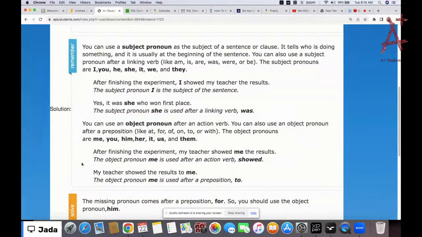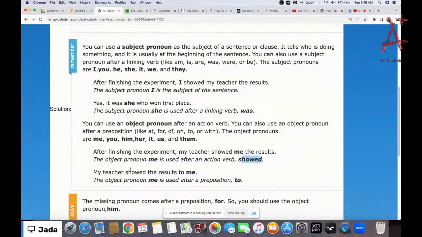So we have some examples here. After finishing the experiment, my teacher showed me the results. Now when it says me, that's an object pronoun. So the object pronoun me is used after the action verb showed. Action verb means an action that's going on, something that is happening. That is an action verb, an action that you're doing. So that's why showed is the action verb.